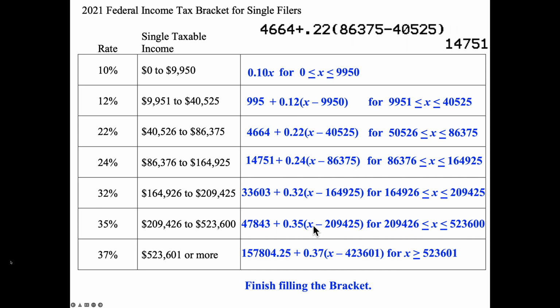Put this number in for x. You should get $157,804.25 plus 0.37 times x minus, for anything greater than or equal to $523,601. Sound good? All right, great.